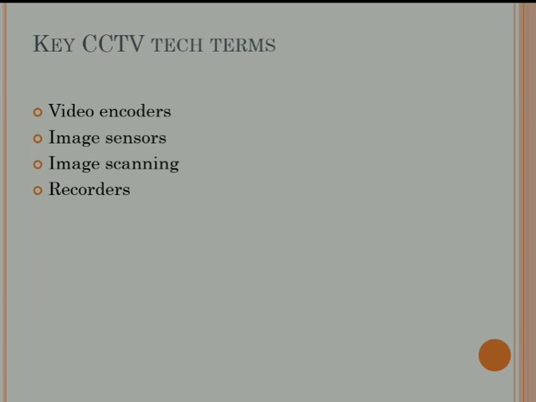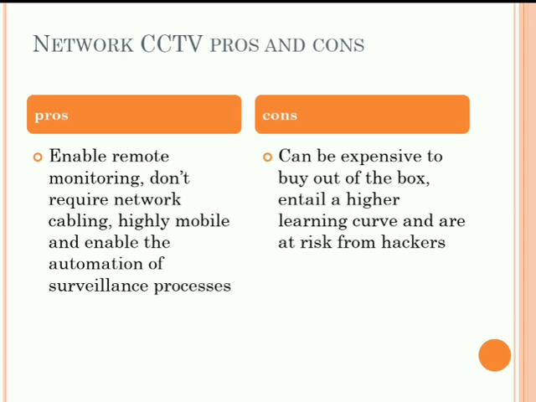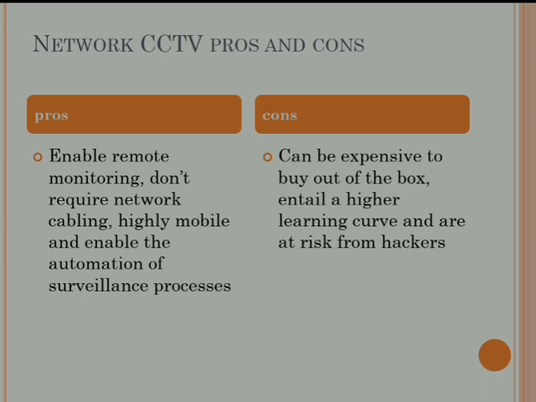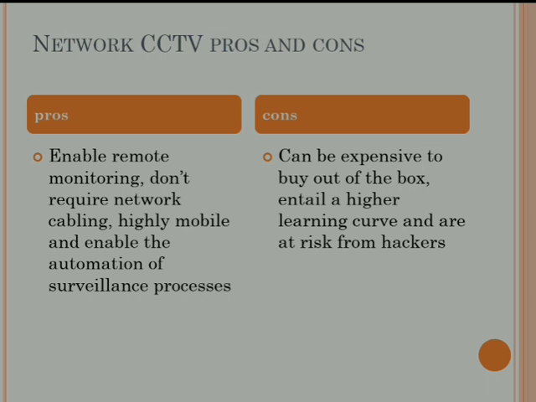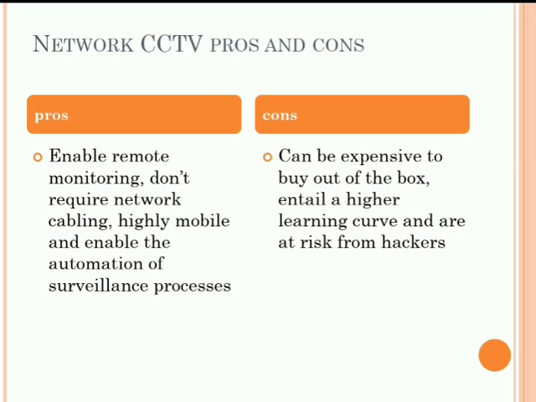Now let's move towards the next point, that is, what are the pros and cons of this particular CCTV. Let us see the advantages of this CCTV: it enables remote monitoring, doesn't require network cabling, is highly mobile, and enables the automation of surveillance processes. While the disadvantages are that it can be expensive to buy out of the box, it entails a higher learning curve, and it is at risk from hackers also. These are the pros and cons of the network CCTV system.